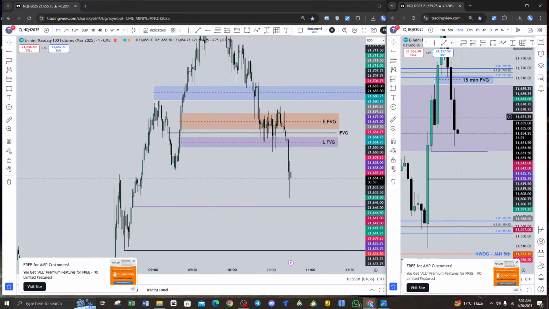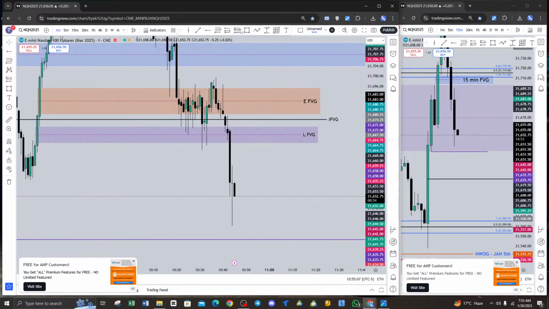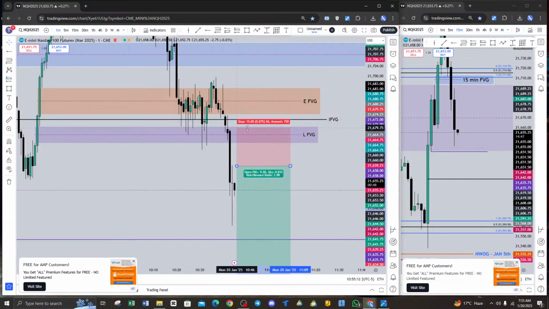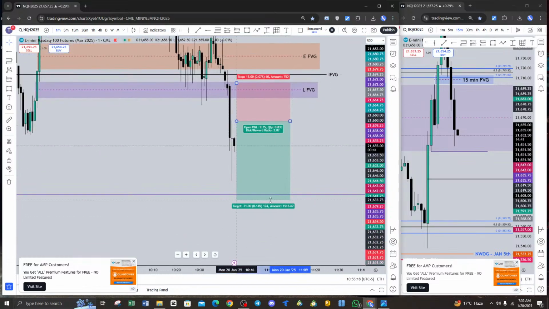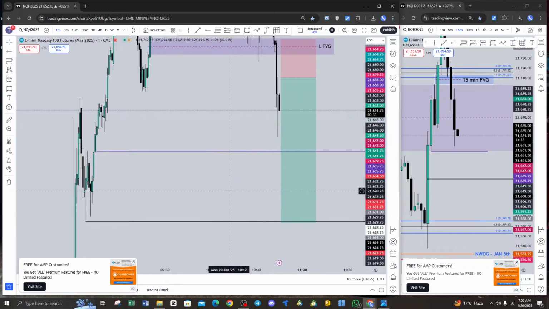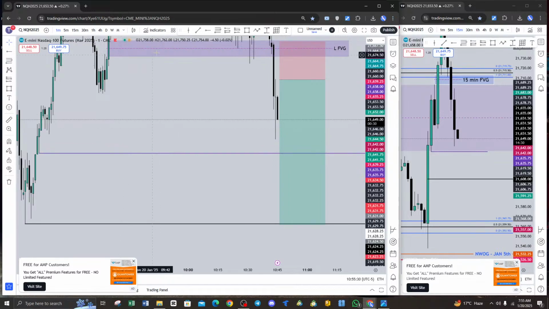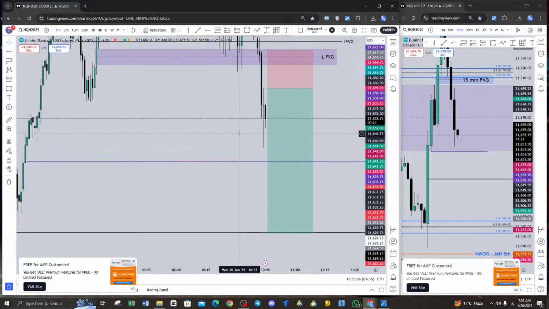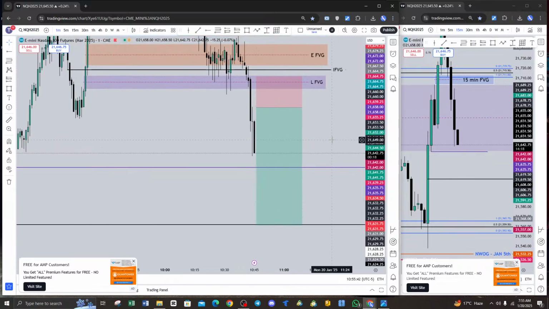Now as the body closes below this, I will look for entry. As I can see, I can take the entry from here, and my stop loss will cover this 15 handle stop loss, and my target first partial over here and my second partial over here. Let's see. Sorry, as we can see, this will be my first partial. So let's see what happens. After tapping to the first partial, I will simply move my stop loss to break even.